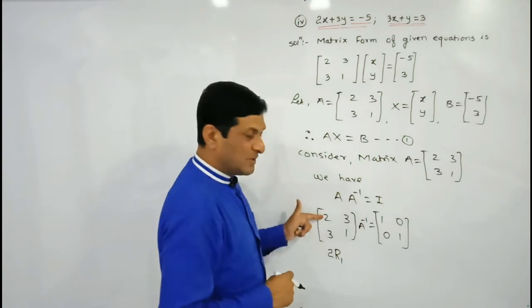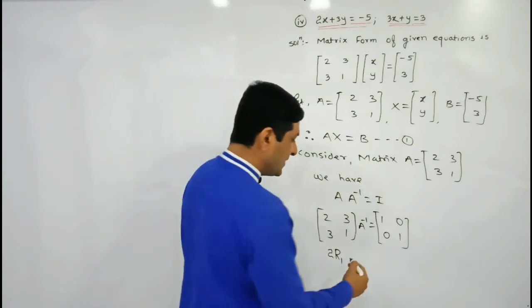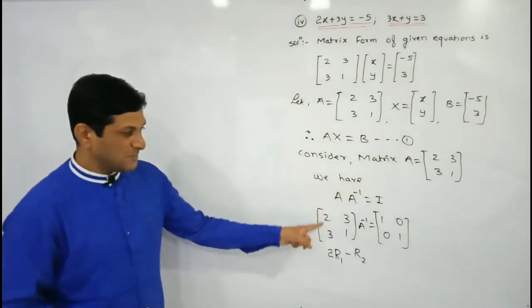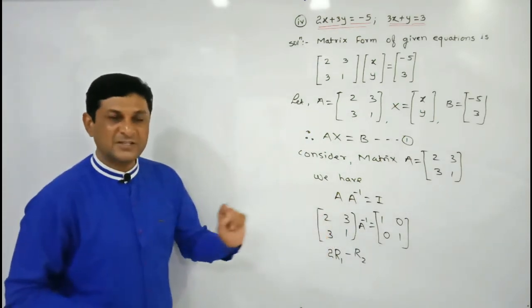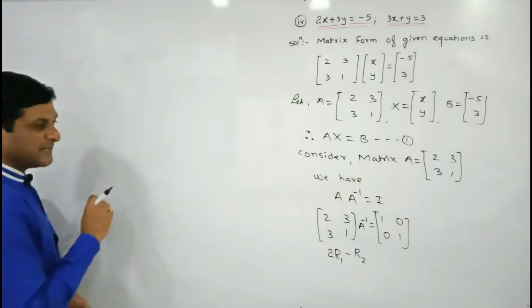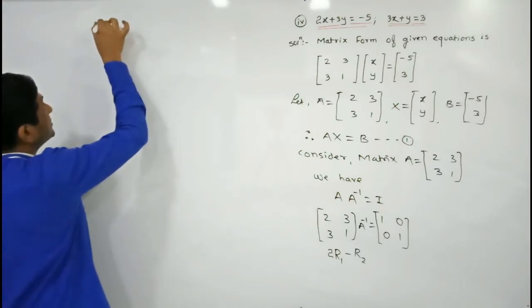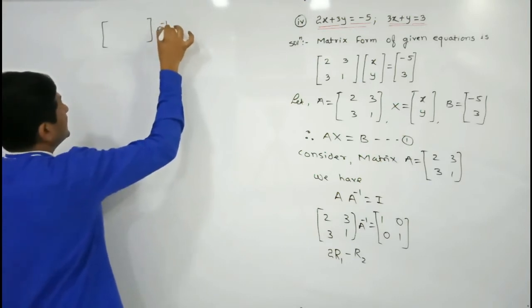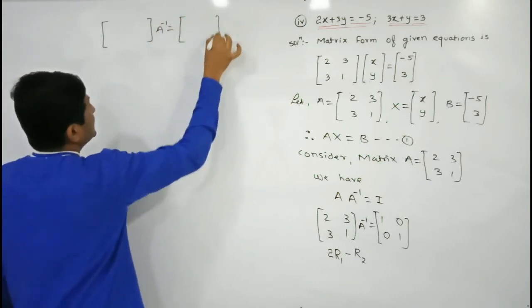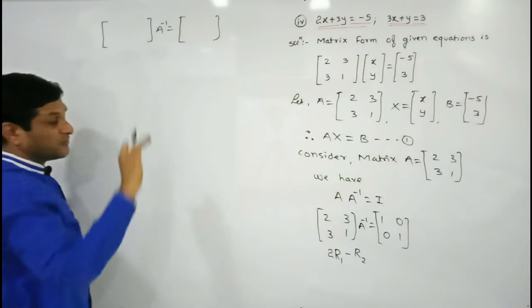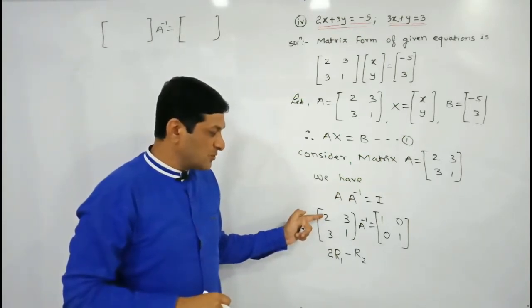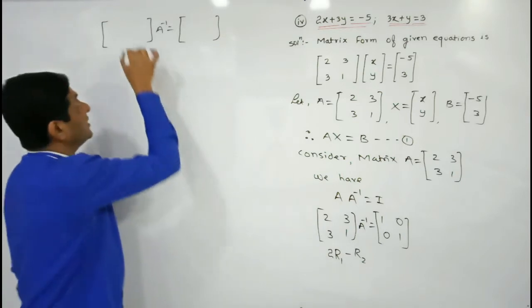2 into 2 will become 4, and 4 minus 3 will become 1, meaning we have to subtract R2 from it. So 4 minus 3 will be equal to 1. In this way we are able to convert this element into 1. Our aim is to perform the operation on R1 on both sides. So multiply by 2, 2 into 2 is 4, 4 minus 3 will be equal to 1.